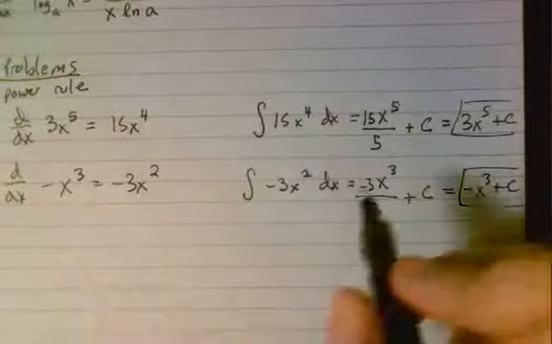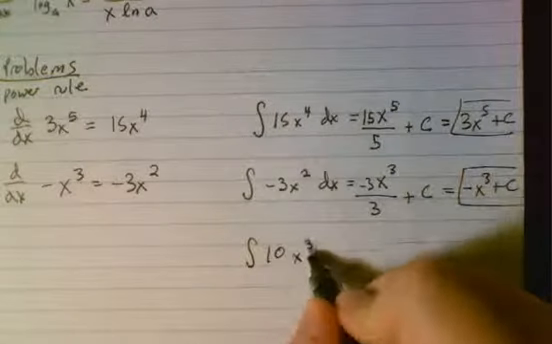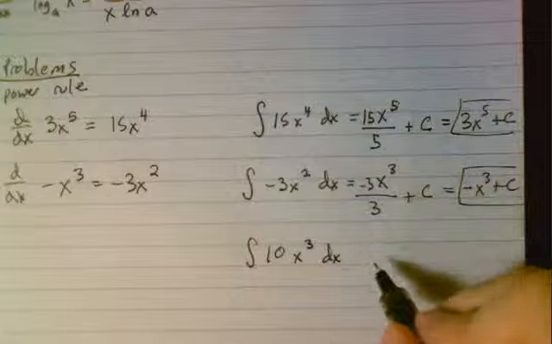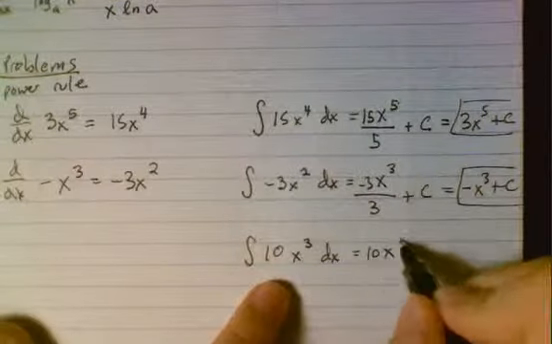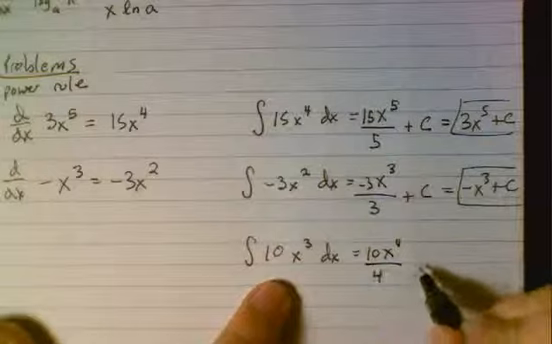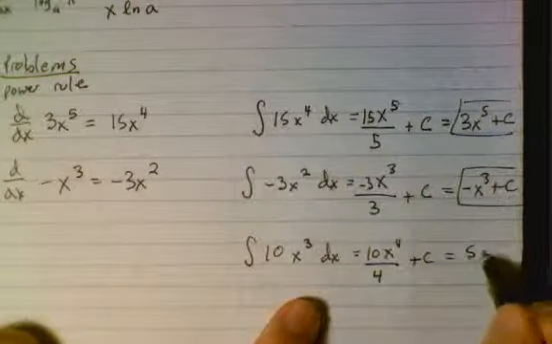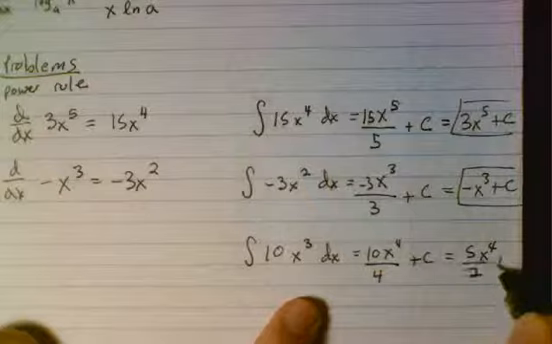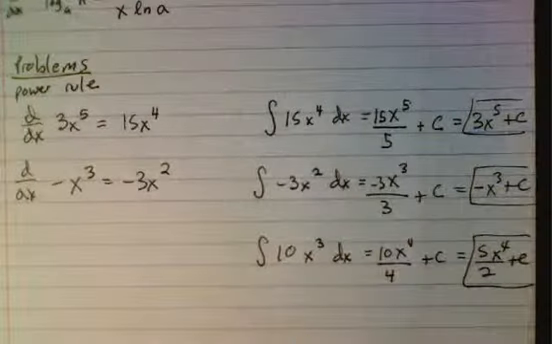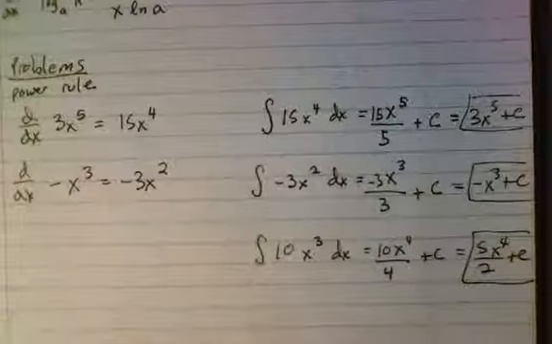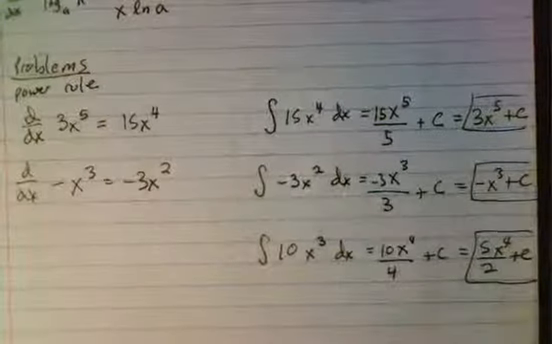So we'll just follow that through a couple more examples. So let's do the antiderivative of 10x cubed dx. Add 1 to the exponent. Divide by the new exponent. Add c. And we can reduce that fraction to be 5x to the fourth over 2 plus c. That's all that we're doing with that power rule.